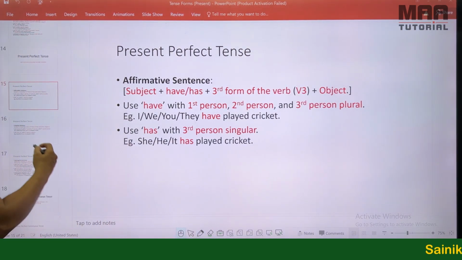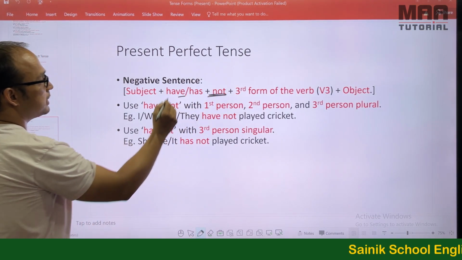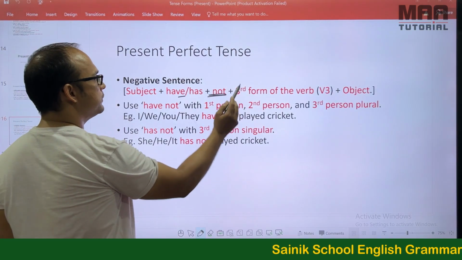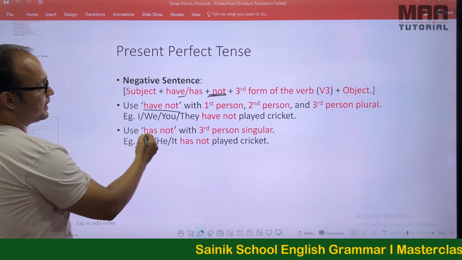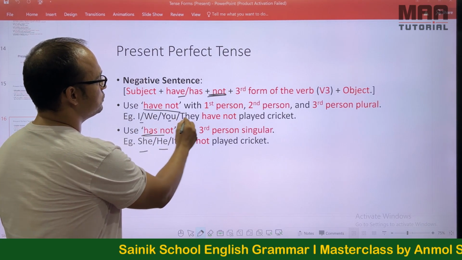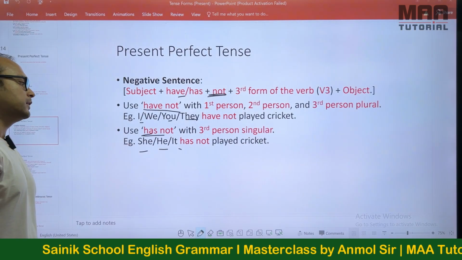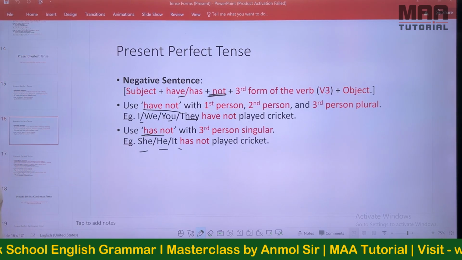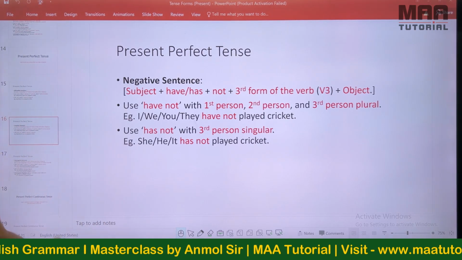Let's move on to the present perfect tense negative. All you do is add a not after the auxiliary has or have, between the auxiliary and the main verb, which is the third form of the verb used in the present perfect tense. Use have not and has not with third person singular. Similarly, has is used with third person singular like he, she, it, and have is used with first person singular, plural, second person, and third person plural. So I have not played cricket, she has not played cricket. The same thing, has and have difference is the same as in affirmative, and that's that.